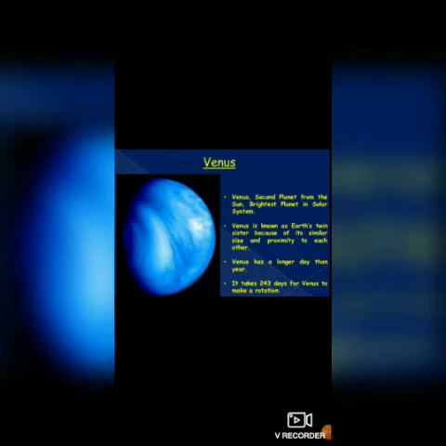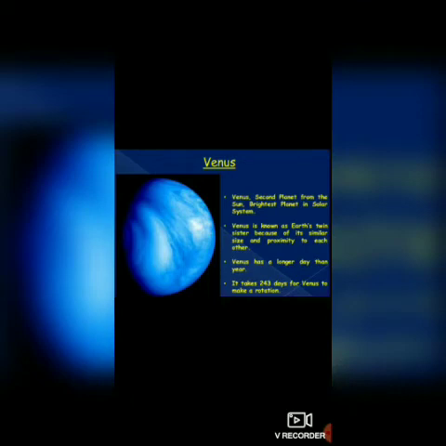Venus. Venus is the second planet from the sun and the brightest planet in the solar system. And Venus is known as Earth's twin sister because of its similar size and proximity to each other. And Venus has a longer day than year, and it takes 243 days for Venus to make a rotation.